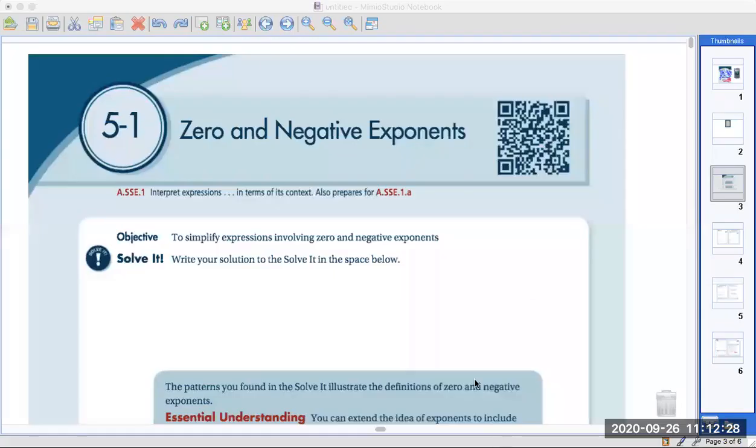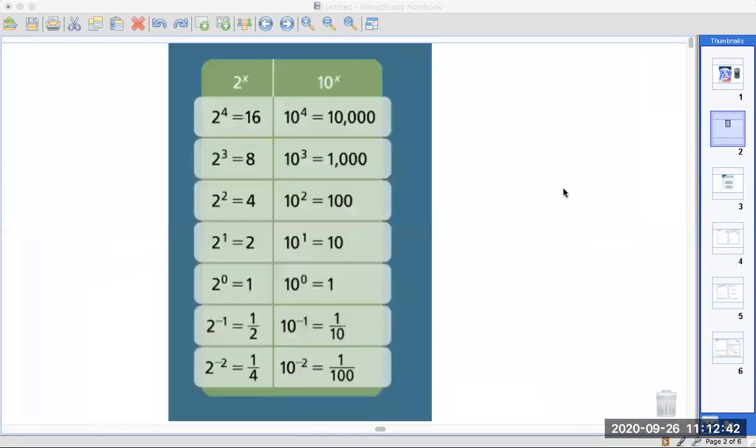Hello, everybody, and we are on lesson 5.1 in your textbook. It's on page 283. Make sure you take all the notes that I'm writing down and show them to me for your points. Before we start, I want to show you something about exponents and powers.